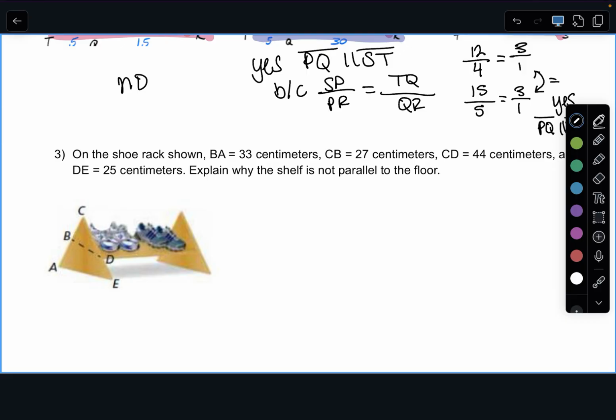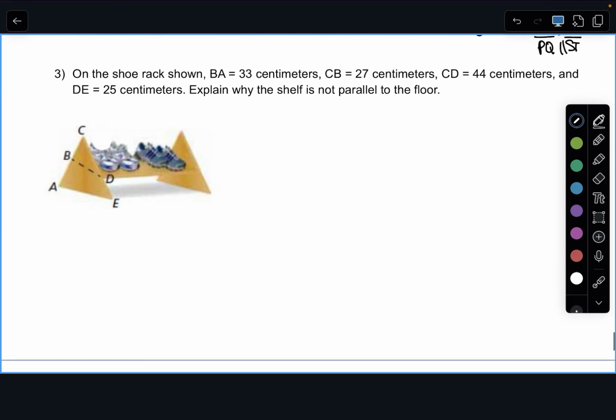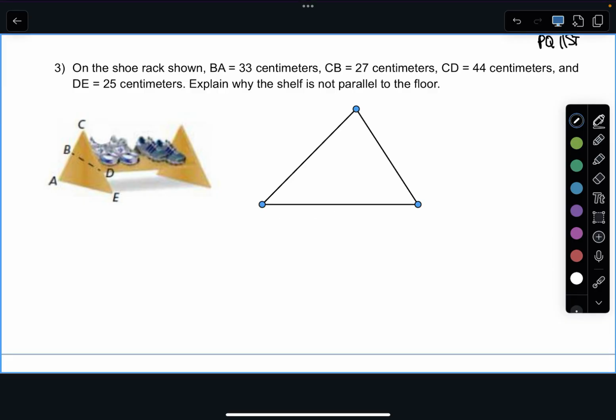Questions on anything of that type? Okay, we do have one word problem. It says on the shoe rack shown, we have this little triangle that's holding up the shelf that my shoes are sitting on. I'm going to just redraw this triangle so I can start labeling the things that it's talking about. So I'm just going to draw a triangle over here and label it CAE and put a segment BD. Just copy this triangle over. Not perfectly, but good enough.